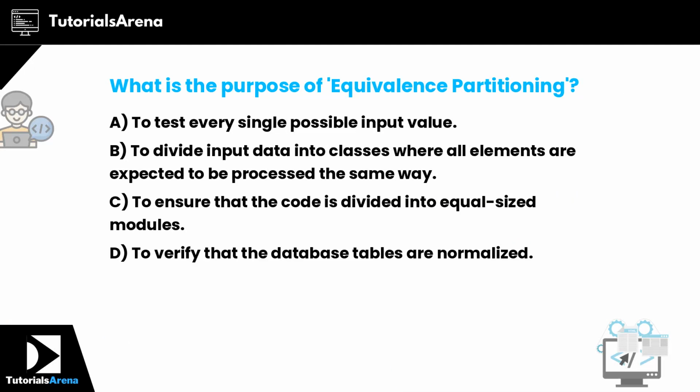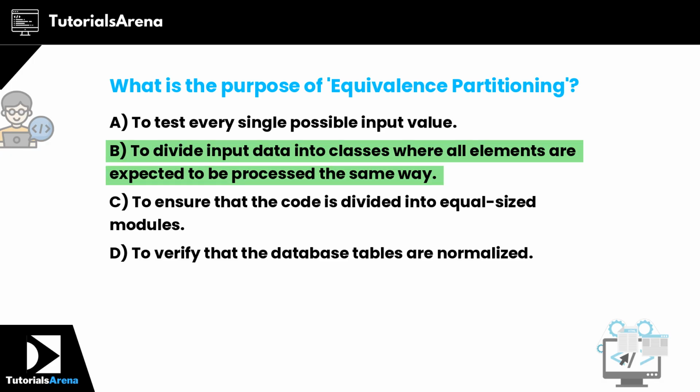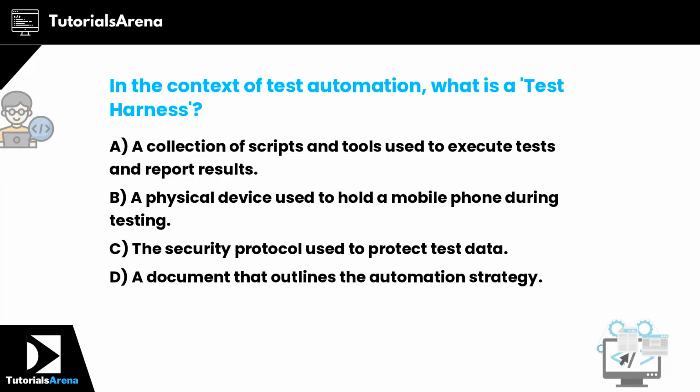What is the purpose of equivalence partitioning? The correct answer is option B, to divide input data into classes where all elements are expected to be processed the same way. In the context of test automation, what is a test harness? The correct answer is option A, collection of scripts and tools used to execute tests and report results.